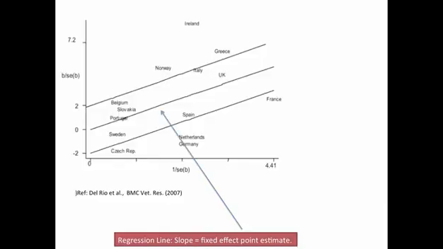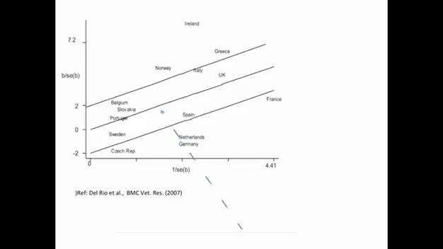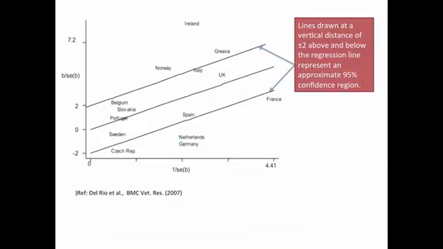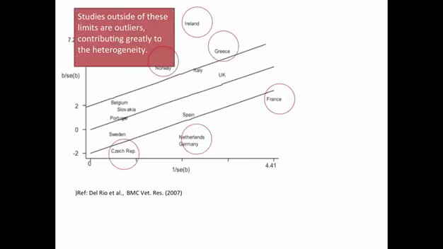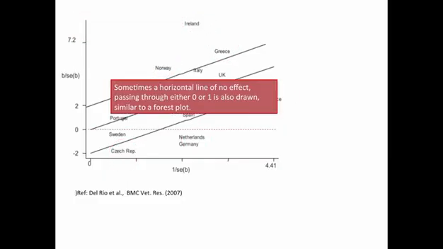A regression line with slope equal to the summary estimate is drawn in a Galbraith plot. Two lines are drawn at a vertical distance of plus or minus 2 above and below the regression line to represent 95% confidence intervals around the estimate. Studies outside of these limits are outliers that contribute to the heterogeneity. Sometimes a horizontal line of no effect passing through either a 0 or 1 is also drawn, similar to a forest plot.